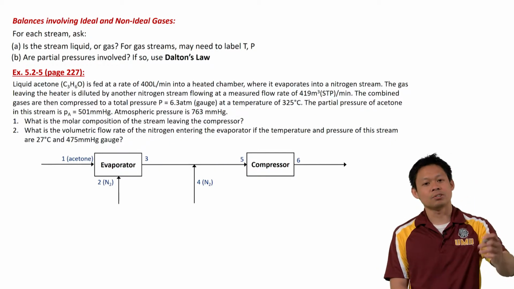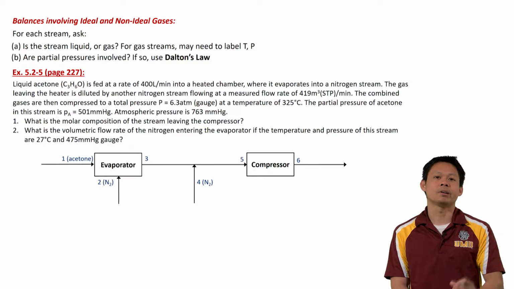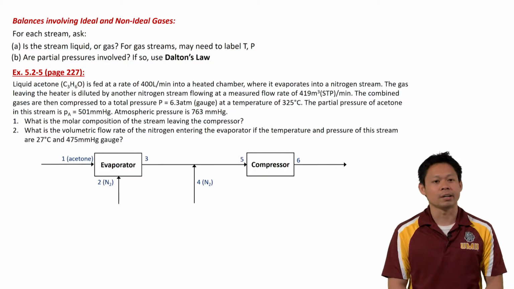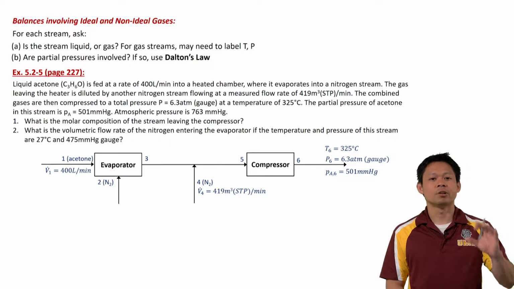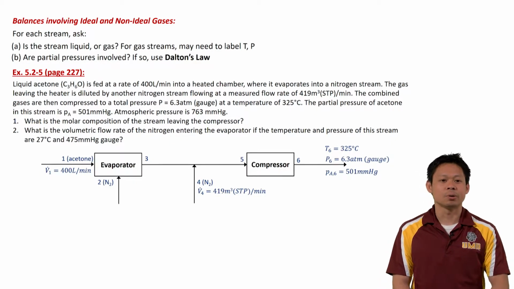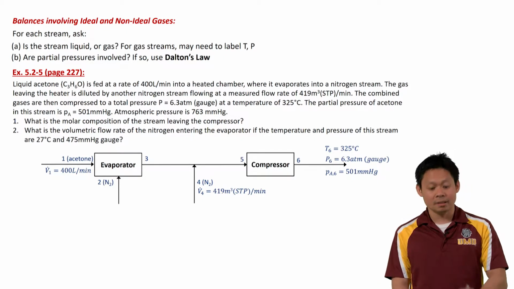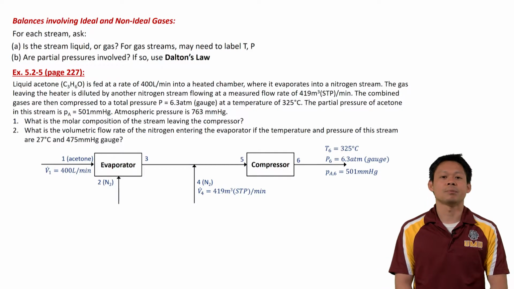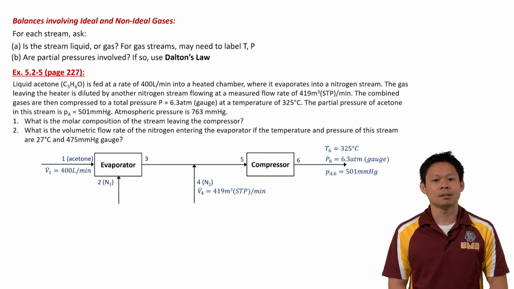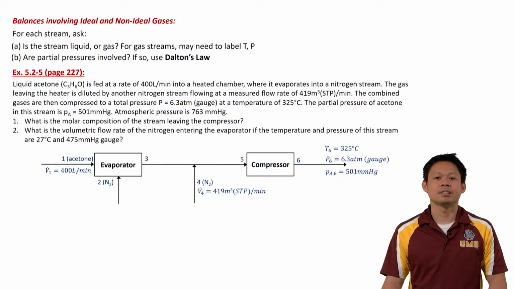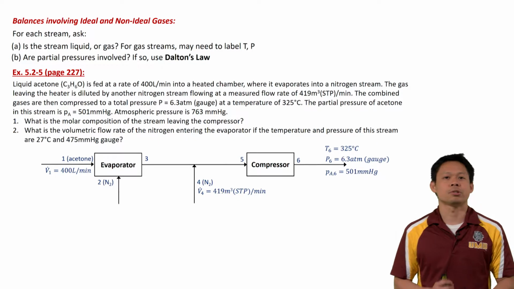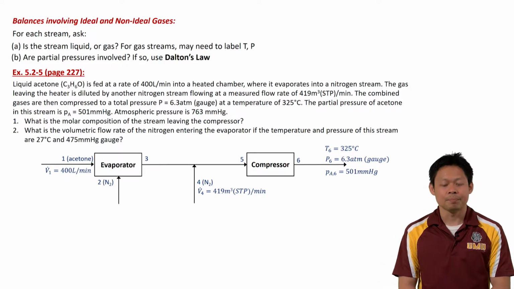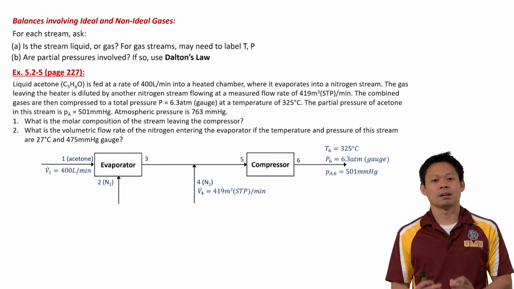Now we have this. Let's go back into the question and start to label or transfer all the information that's given in the question into our diagram. The first thing we are given is the volumetric flow rate of our acetone going into the chamber, so that's V1 is 400 liters per minute. We are also given stream 4 in terms of standard temperature and pressure, 490 meters cubed per minute. And everything else is given in terms of stream 6. So we're given the outlet temperature, pressure, and we also have the partial pressure of acetone in that stream. That's all that's given in this question.